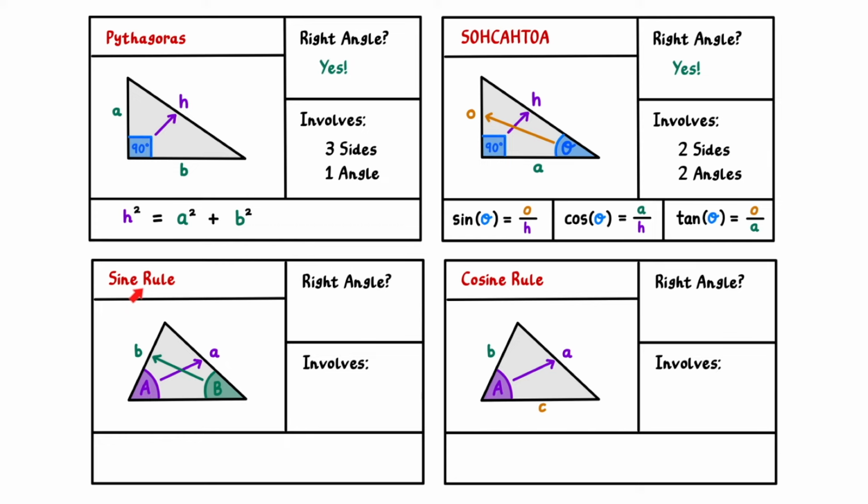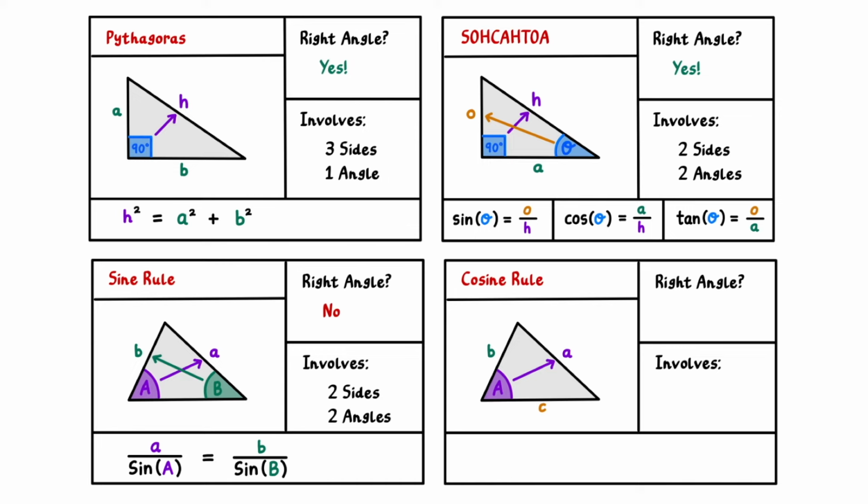The sine rule is a versatile method which does not require the triangle to contain a right angle. Given two side-angle pairs, capital A, little a, and capital B, little b, we have the following: a over sine of capital A equals b over sine of capital B. In total, this involves 2 sides and 2 angles.